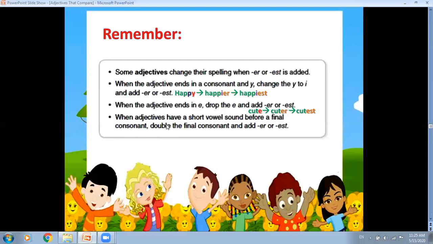And finally here, when adjectives have a short vowel sound before a final consonant, double the final consonant and add ER or EST. Example, big. What do I have here? I have a short vowel, short I, and it ends in a consonant letter, right? Yeah, G. So what do I have to do before I add ER or EST? I have to double the final consonant, as in here, bigger, double G, and I add ER. Biggest, double G, okay? And I add EST.